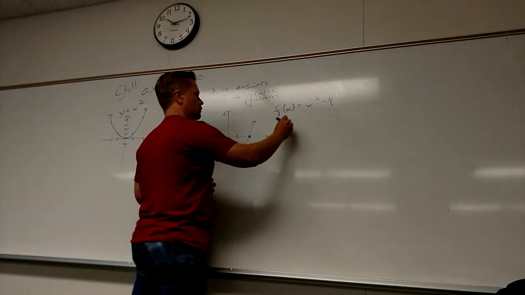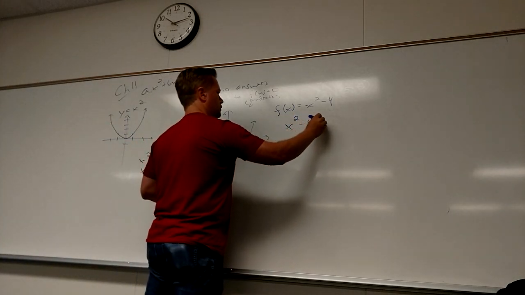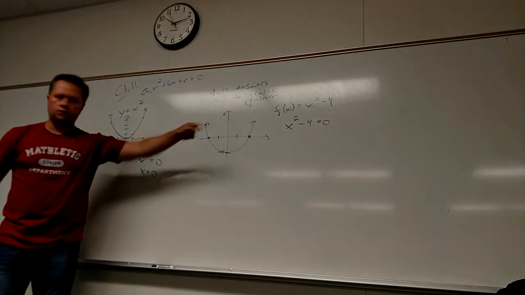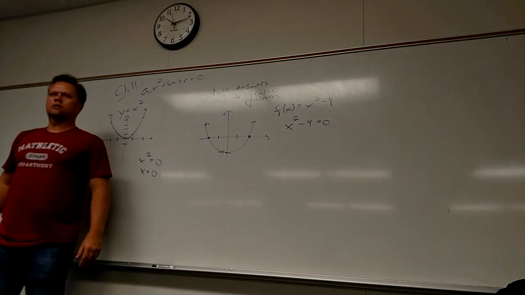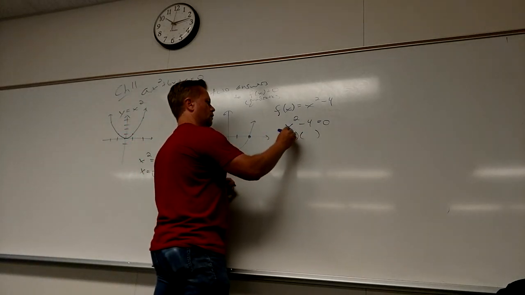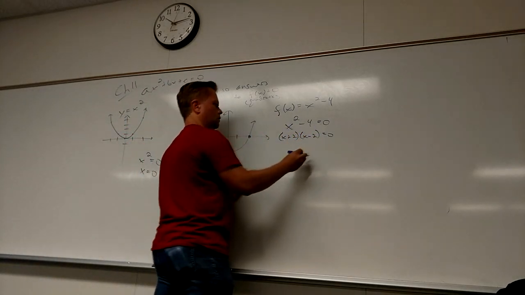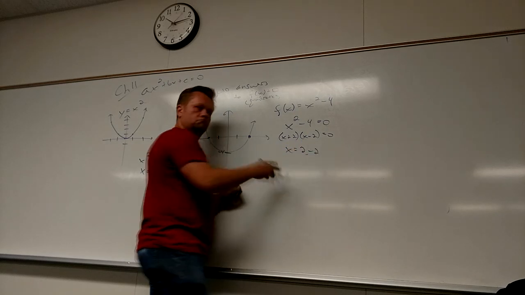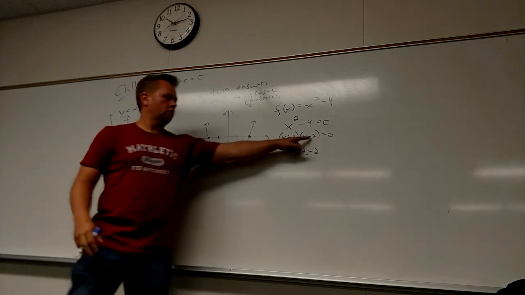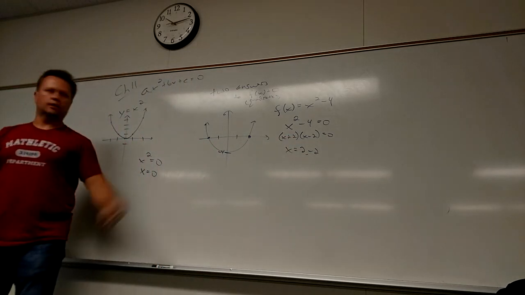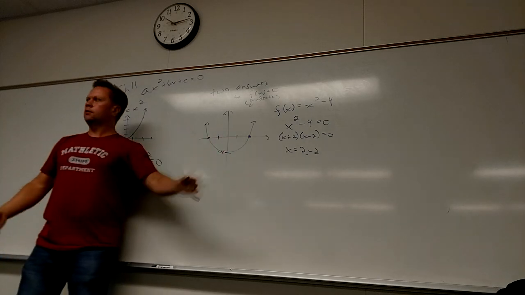So this equals 0 is how you find the intercepts. We know how to do this. How do I do that? Factor. And how does it factor? So x is 2 and negative 2. I like it. Right? 2 from here, negative 2 from there. So that would be a situation where it has 2 x-intercepts.